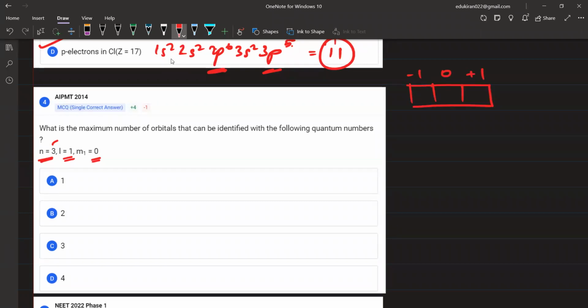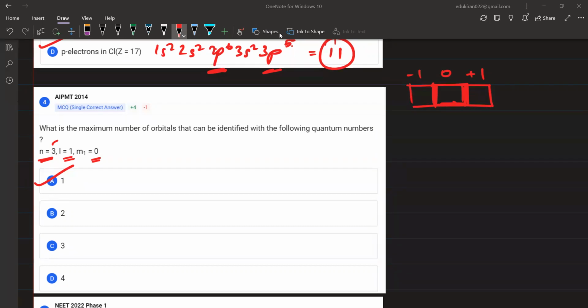What are the values of ml that this can take? -l to +l. So how many orbitals are coming in this 0? Only one orbital is coming, right? So the correct option is going to be 1. Please let me know now if anyone did not understand this. If you want to revise this concept a bit, then please let me know now.